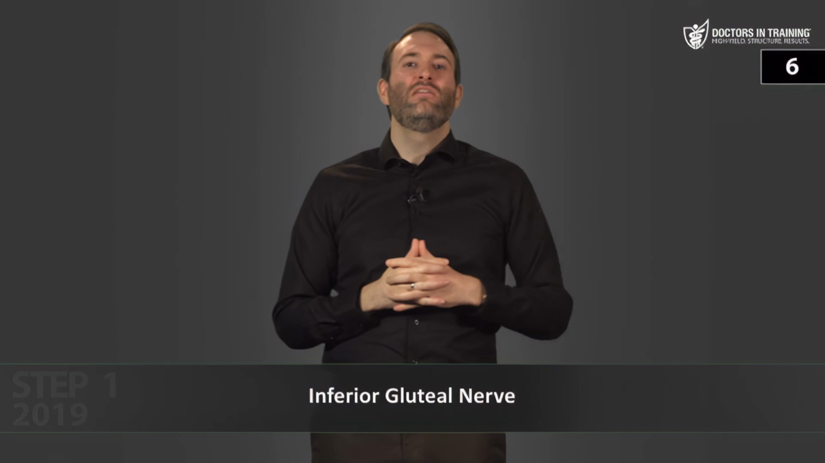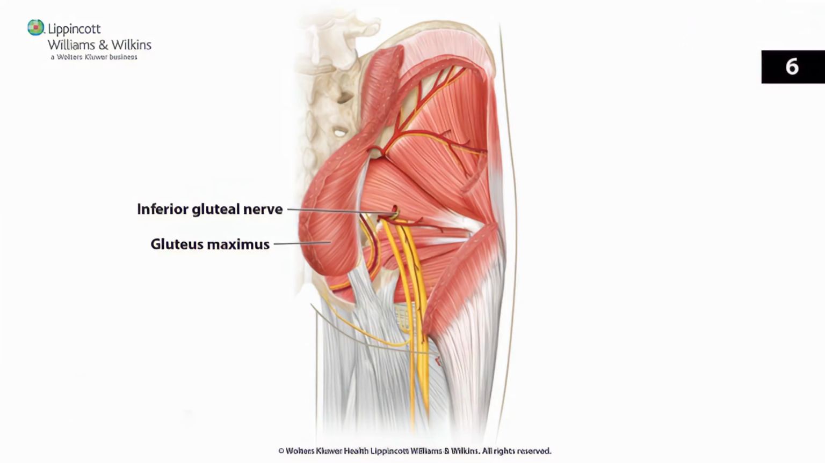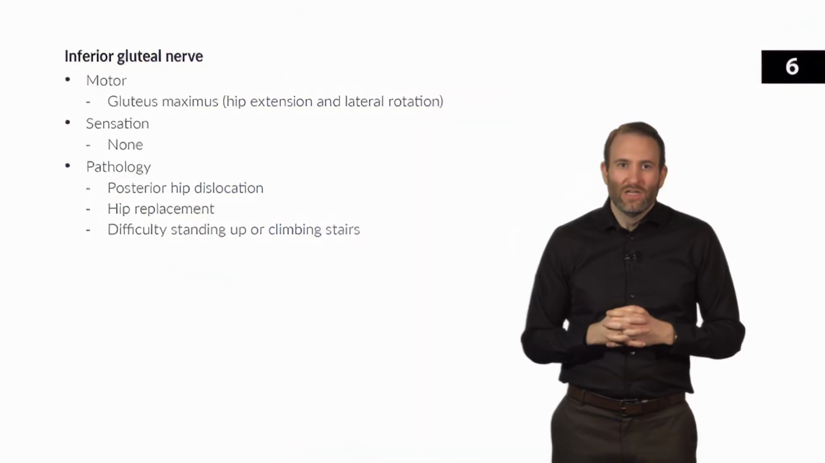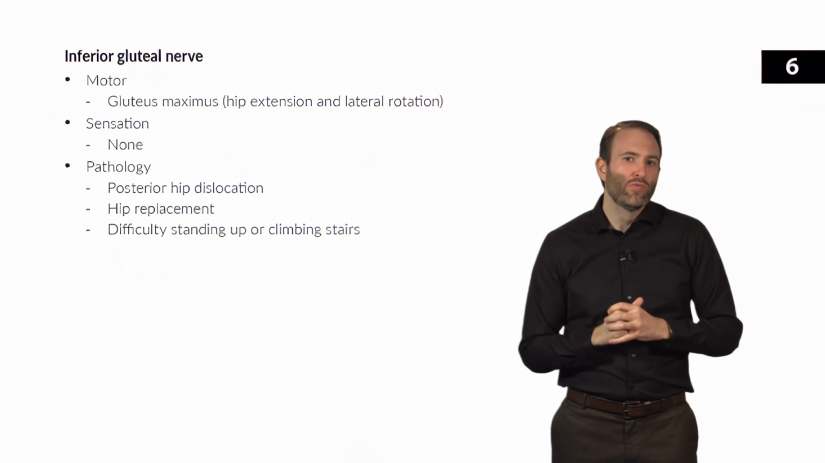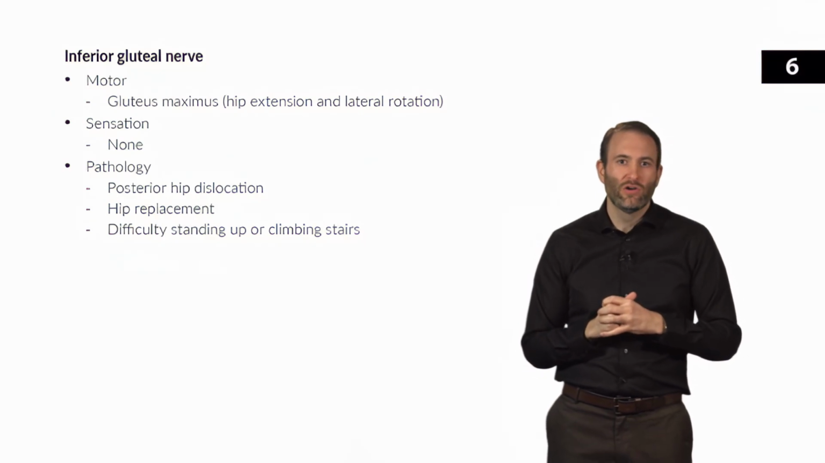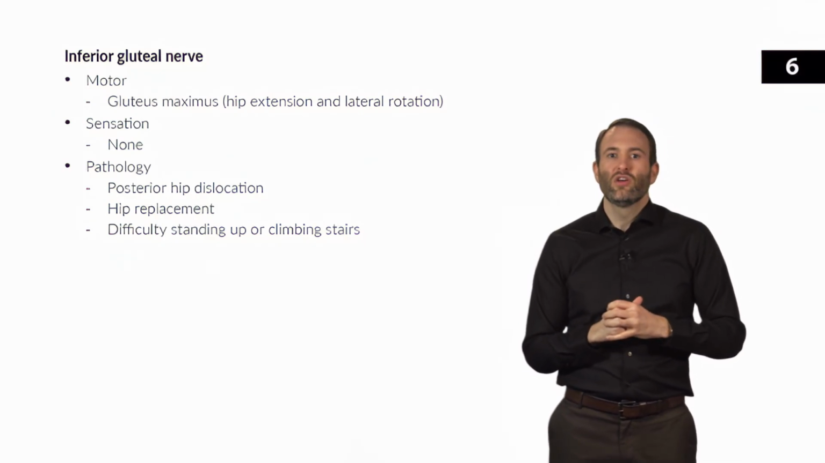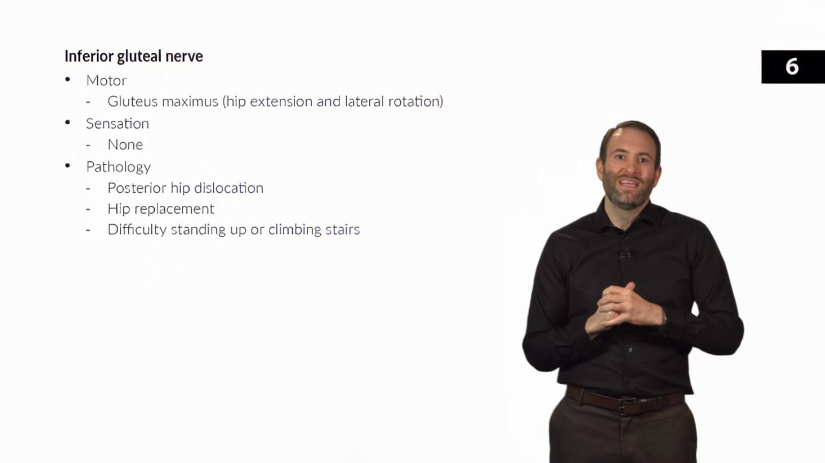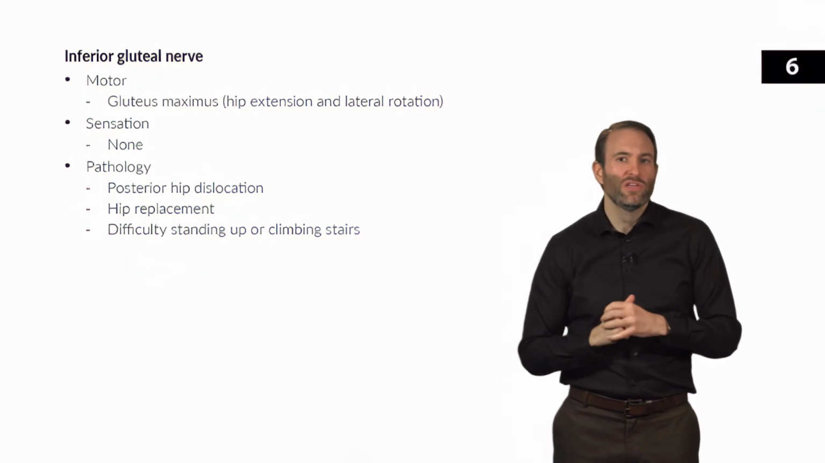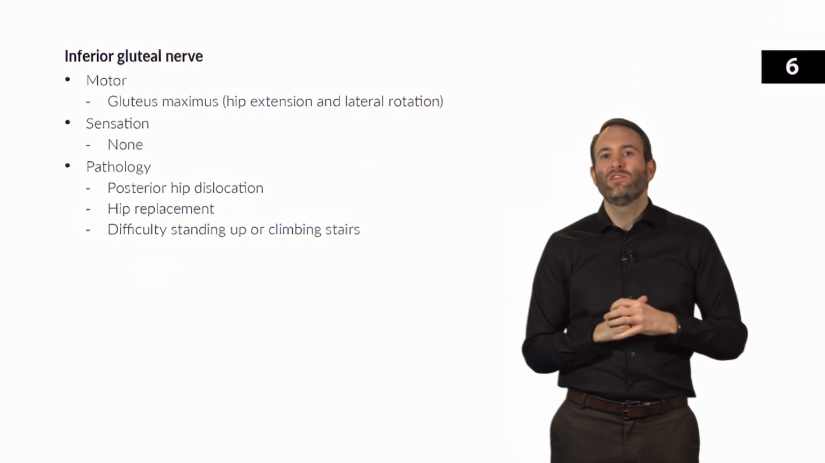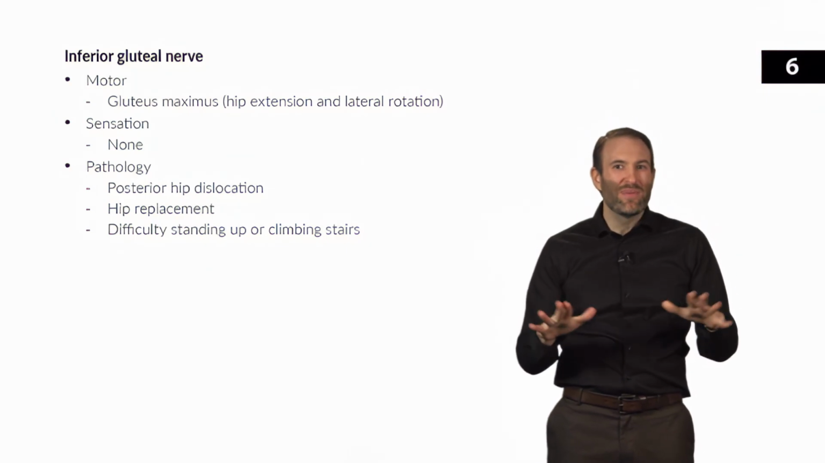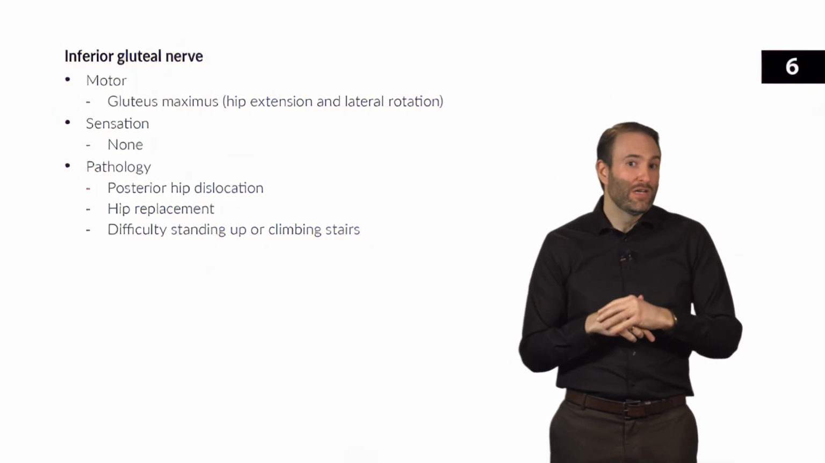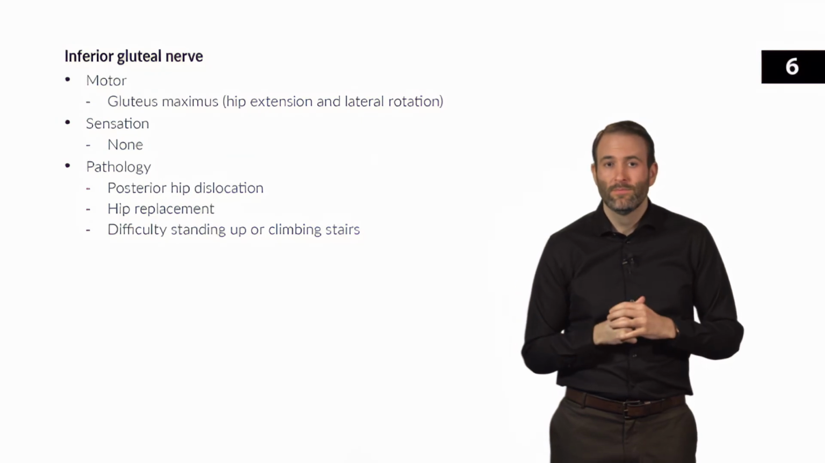All right, moving on to the inferior gluteal nerve. This is going to innervate the gluteus maximus, and that muscle is involved with hip extension and lateral rotation of the thigh. Now, injury to this nerve is actually pretty rare. It could happen with a posterior hip dislocation. Sometimes it can occur with a posterior approach to the hip during hip replacement surgery as well. With this injury, a patient would have a hard time getting up from a seated position or climbing stairs or really even just walking.